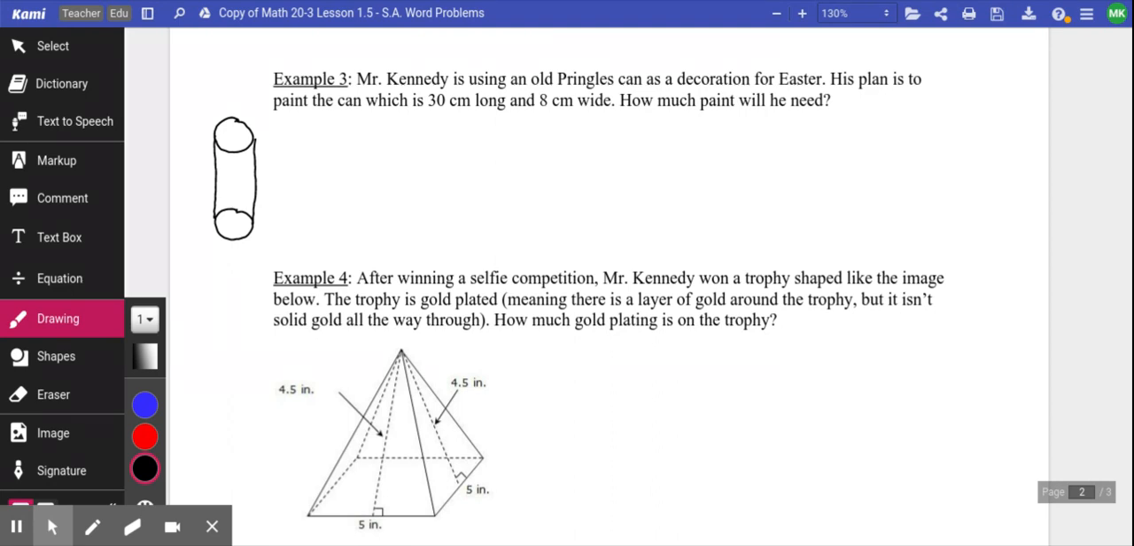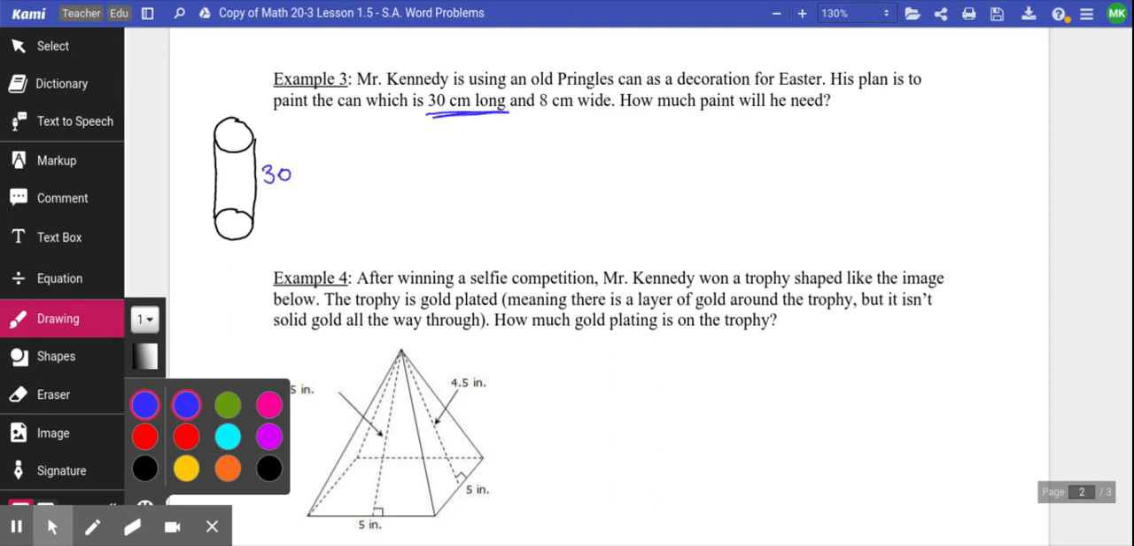Second important part, label it. So find out the info from that question. Highlighting goes a long way. It said his plan is to paint the can, which is 30 centimeters long, and 8 centimeters wide. When they told me it was 8 centimeters wide, that's this distance in here. That would be the diameter.